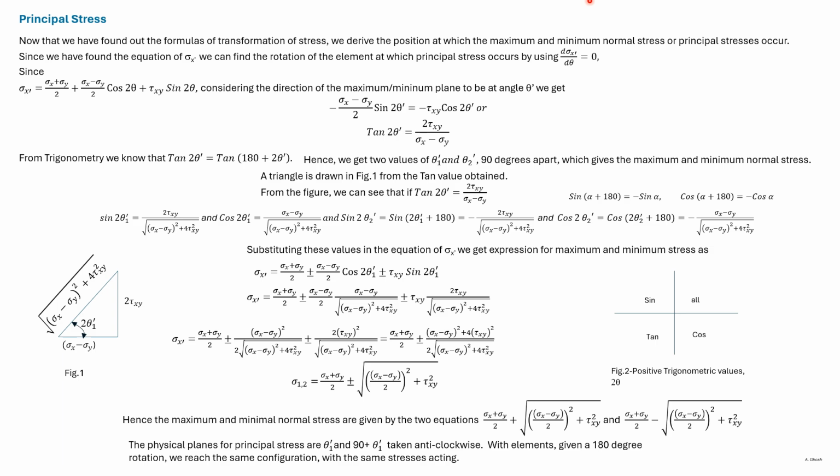So in this case, if we start rotating in the anti-clockwise direction, we'll first meet the plane of minimum principal stress, and then we'll meet the plane of maximum principal stress. So in this case, the plane of minimum principal stress is in the second quadrant, and the plane of maximum principal stress is 180 degrees less, that is in the fourth quadrant.